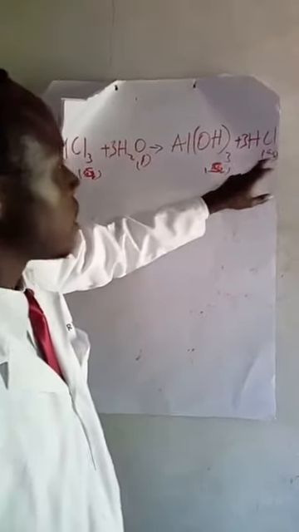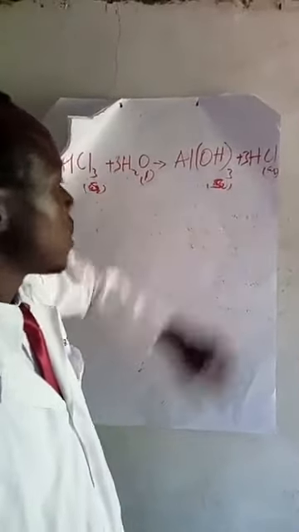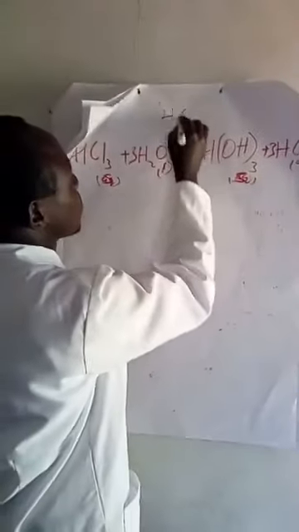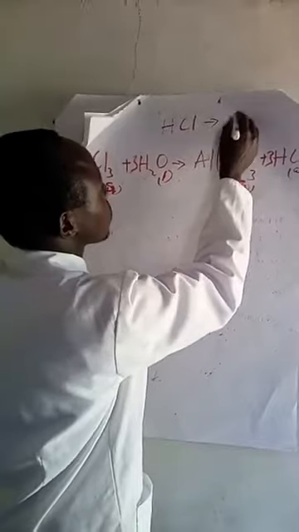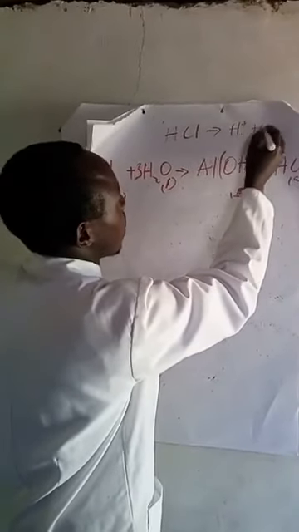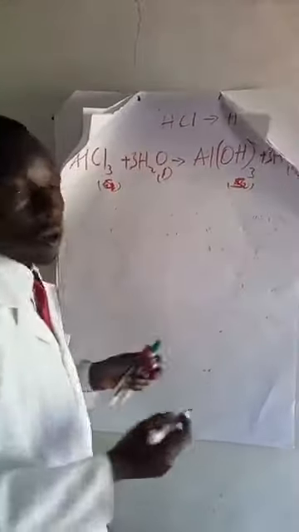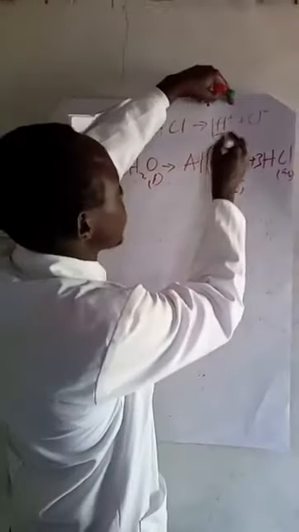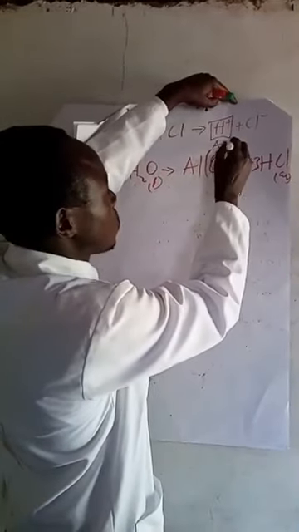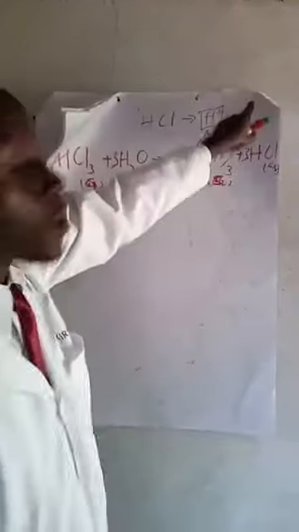So we are saying the solution is acidic because later on this hydrogen chloride formed will dissociate. When this one dissociates, you have HCl dissociating to form hydrogen ions and chloride ions. So the presence of these hydrogen ions makes the solution acidic. That's why we are saying this one hydrolyzes in water to form acidic solution.